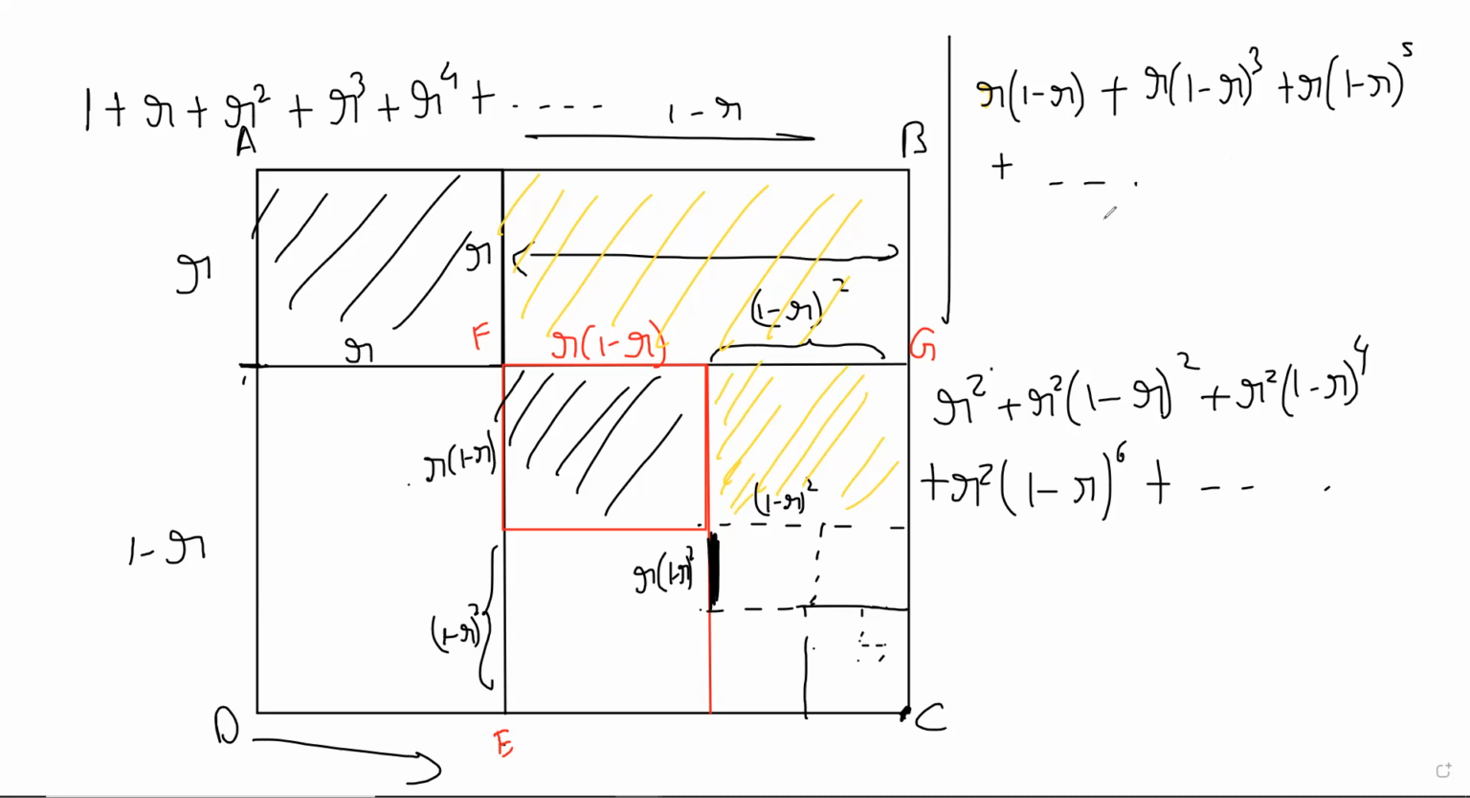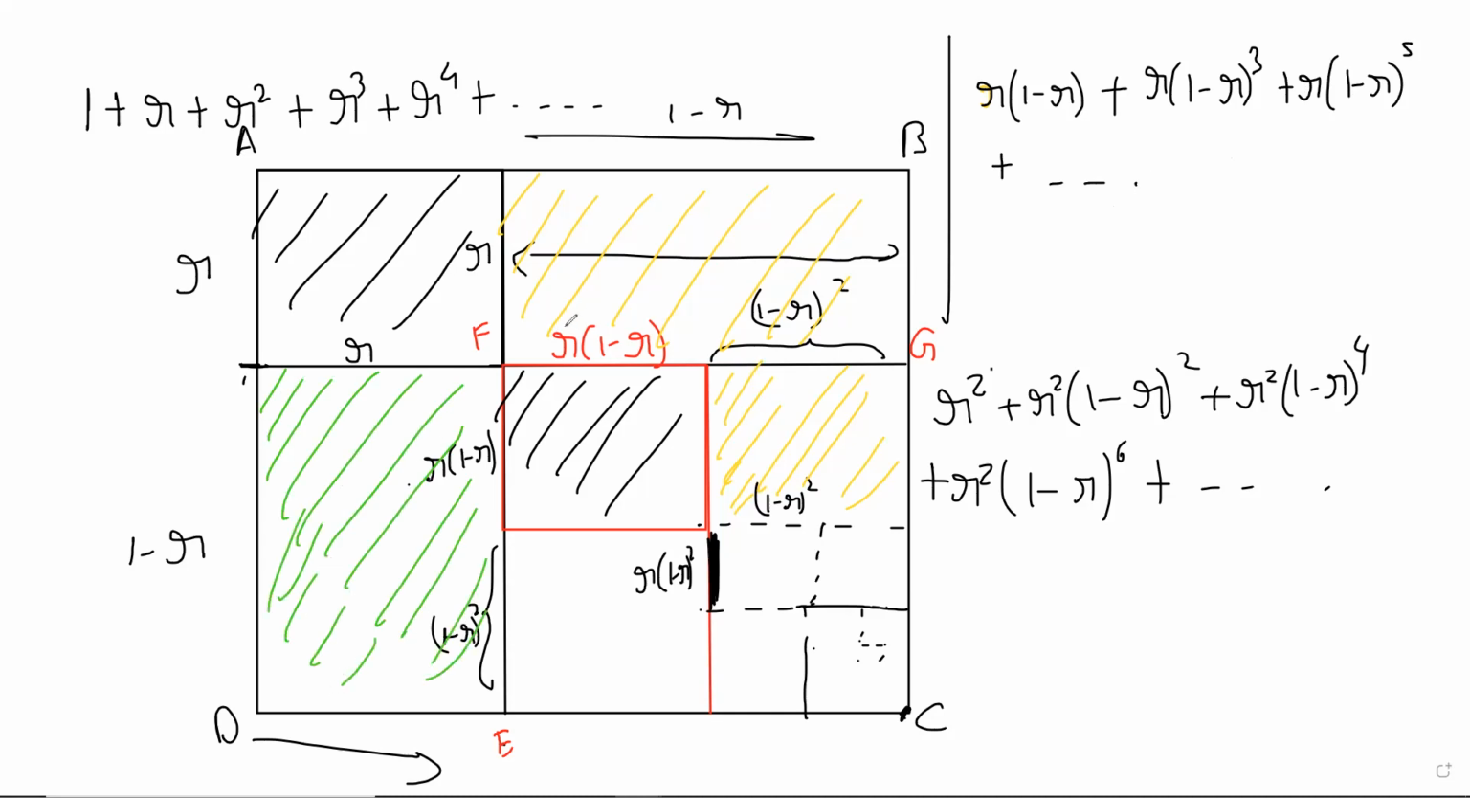But then, have we covered everything, or have we missed anything? We have missed this green rectangle. But that is the same as the yellow rectangle. That will be the same as this one, so it will be 2 times this. Am I right? Yes, right. Now we have covered everything.